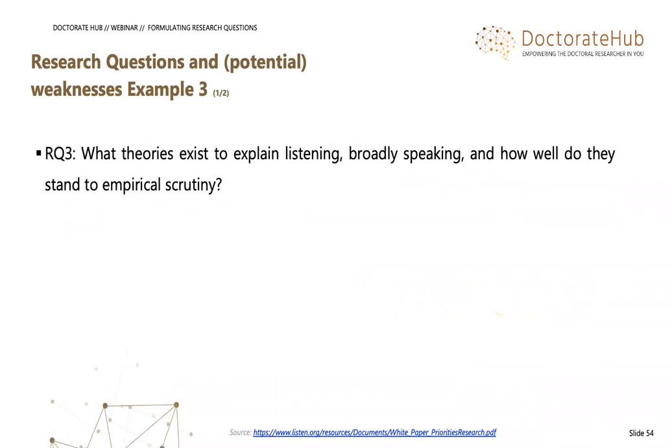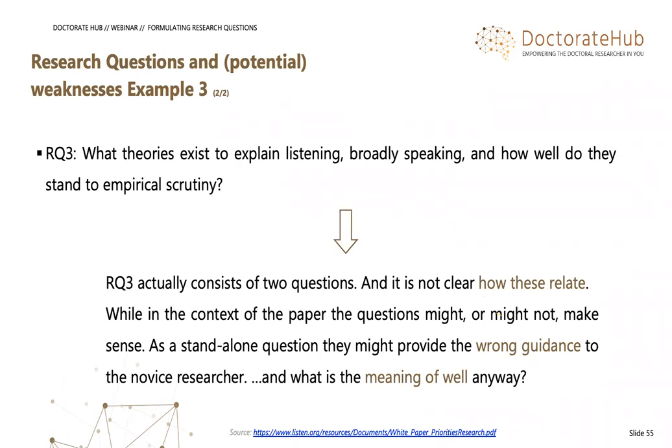Let's look into another. What theories exist to explain listening, broadly speaking, and how well do they stand up to empirical scrutiny? All right, let's look into this. So actually, this consists of 2 questions, and it is not clear how these relate to each other. While in the context of the paper, the question might or might not make sense, as a standalone question, it might provide the wrong guidance to a novice researcher. And again, what is the meaning of well anyway, right? Is it well? Is it good? Is it good enough? What are all of those relative undefined words doing in here?